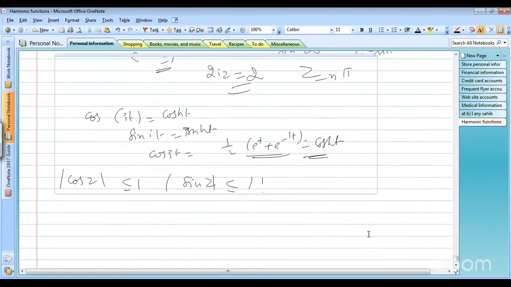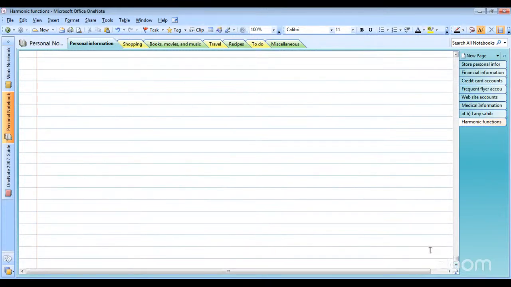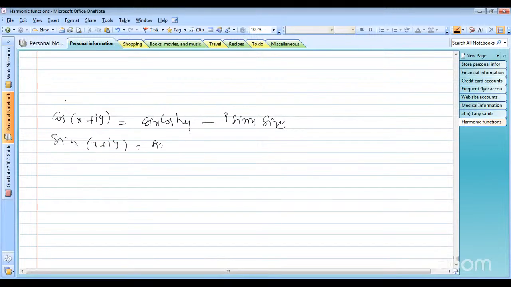So we know that cos of x plus i y is cos x cos h y minus i sin x sin h y, and sin of x plus i y is sin x cos h y plus i cos x sin h y. This is the formula we are writing with the hyperbolic functions.